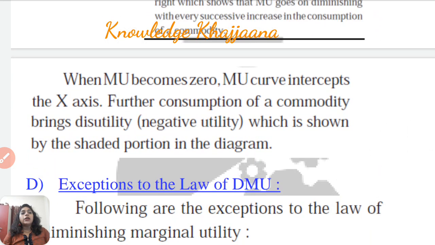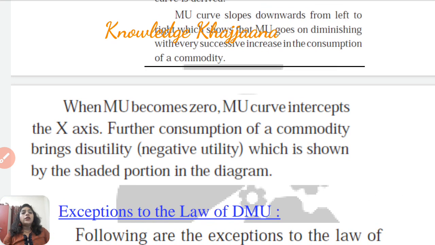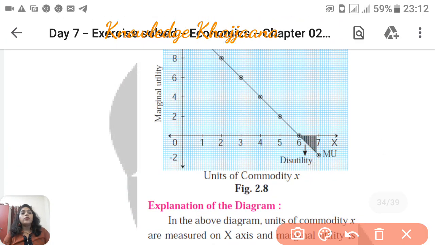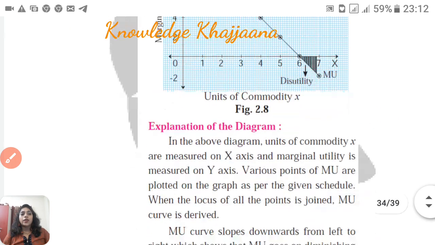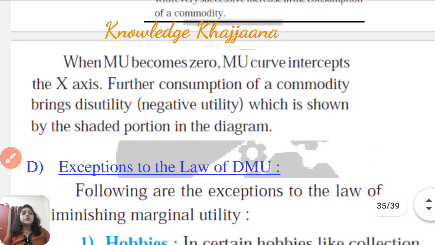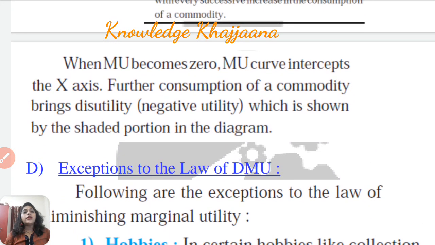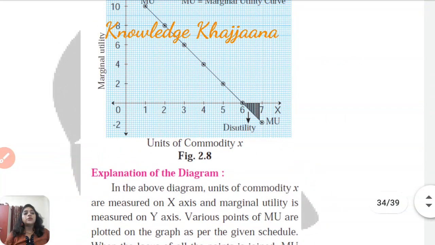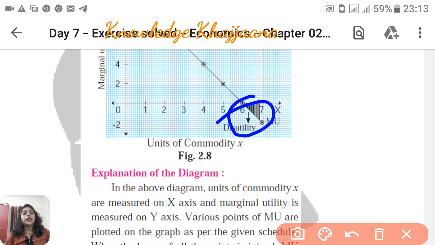When marginal utility becomes 0, the marginal utility curve intercepts the x-axis. See, when marginal utility becomes 0, what happens? It is intersecting this x-axis. This is the x-axis, right? Further consumption of a commodity brings disutility, that is negative utility, which is shown by the shaded portion in the diagram. See, it is shown in the shaded portion.